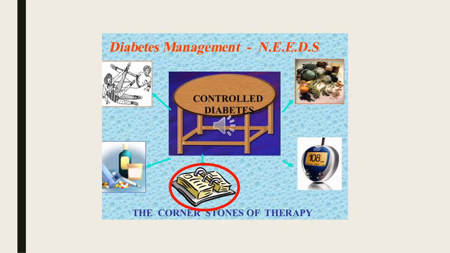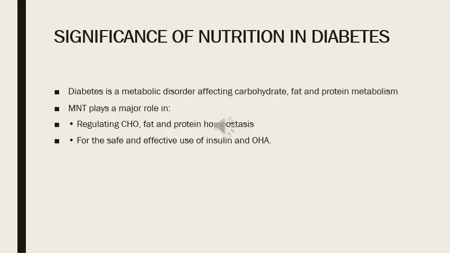The management of diabetes mellitus is based on what is called NEEDS: N for nutrition, E for exercise, E for evaluation of blood sugar, D for drugs, and S for lots of study about your disease. Nutrition is a cornerstone for controlling diabetes since it regulates carbohydrate, fat, and protein homeostasis for the safe, effective use of insulin and oral hypoglycemic agents.